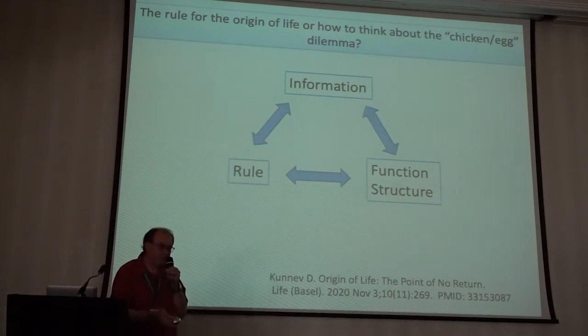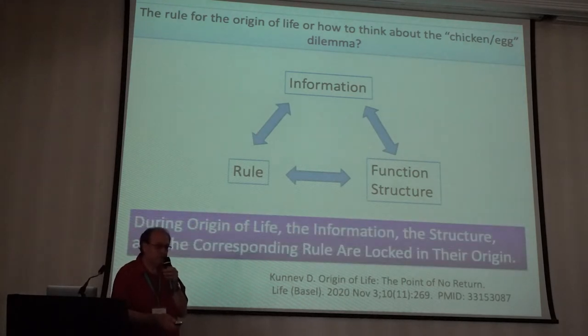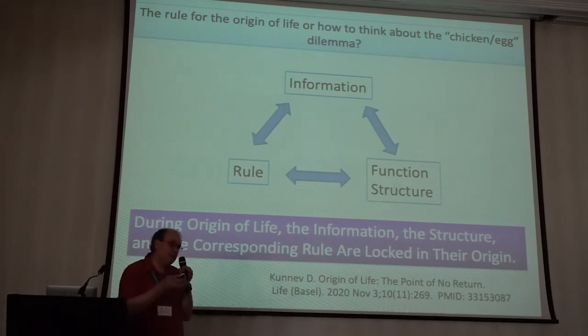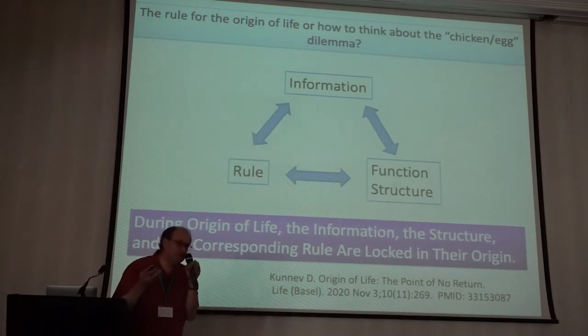And of course, there must be a root between those two, otherwise there won't be order. Therefore, we can postulate a very clear rule for the origin of life. Because during the origin of life, the information, the structure, and the corresponding rule are locked in the origin. When you're looking for the origin of life, you must provide some sort of joint mechanism. You cannot take information from outside and structure and function from another side independently. They cannot come independently and just fit each other.